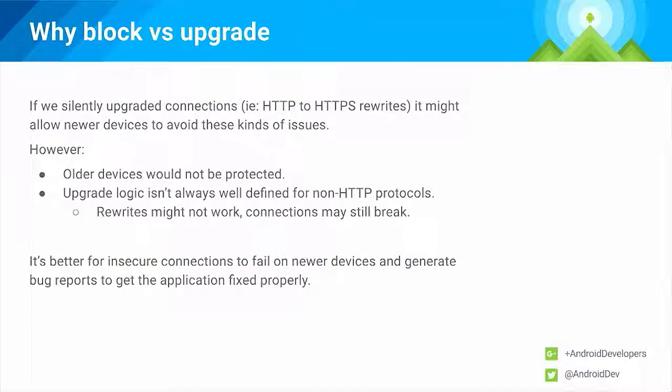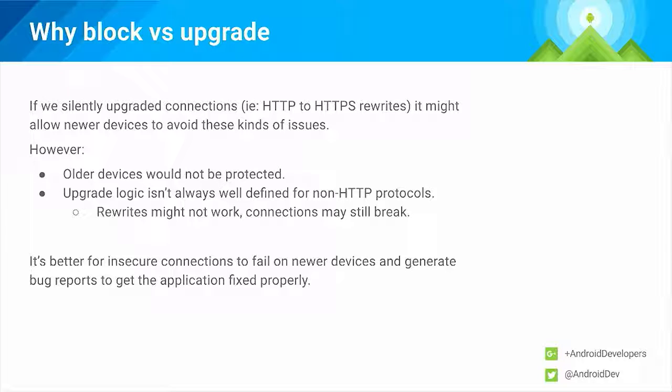So the question I get quite a lot is, why do you block traffic instead of doing sort of transparent upgrading? And there's a couple reasons for this. First of all, if you do transparent upgrading, all of your older devices are basically just left out. They're completely out of luck. If you only develop on a newer device, you might not even know that you're actually doing these connections over HTTP. You just see them ending up going out securely.